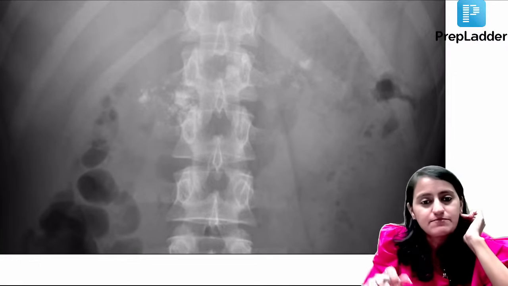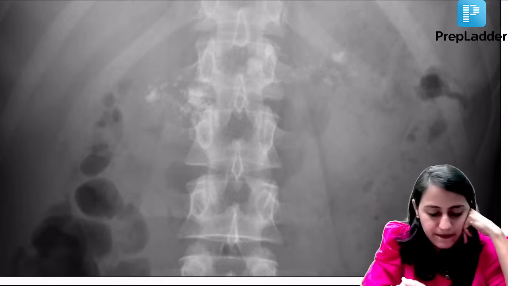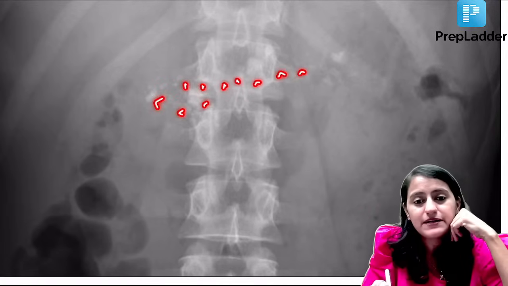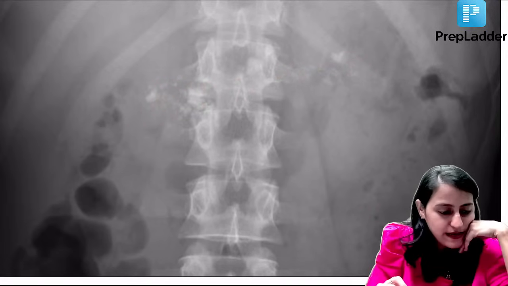What do you see on this abdominal radiograph? If you look very carefully, can you appreciate this white thing there? What is that white there?